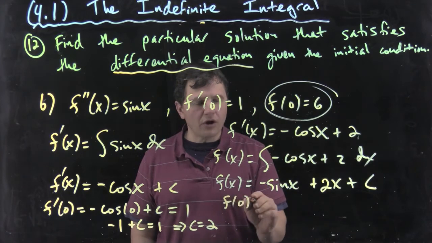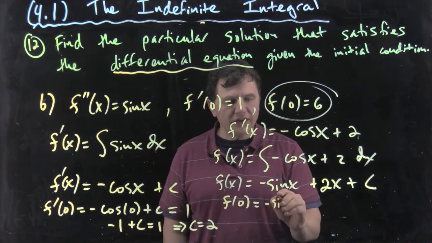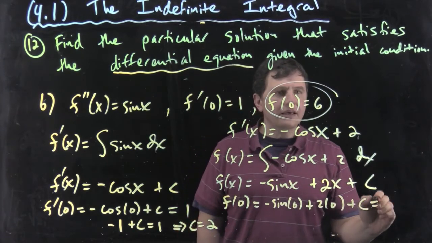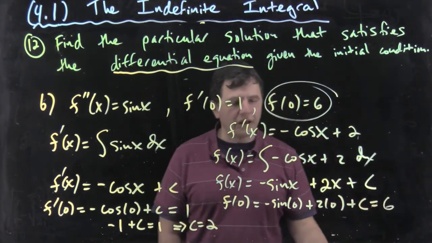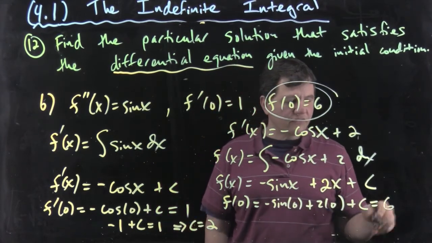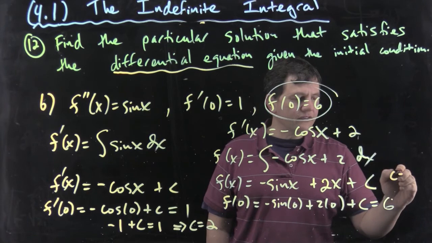And then finally, we're going to use this point to get our c here. So f of 0 is equal to negative sine of 0 plus 2 times 0 plus c, and that's equal to 6. Actually, this works out really nice because sine of 0 is 0. 2 times 0 is obviously 0, so we get c is equal to 6.